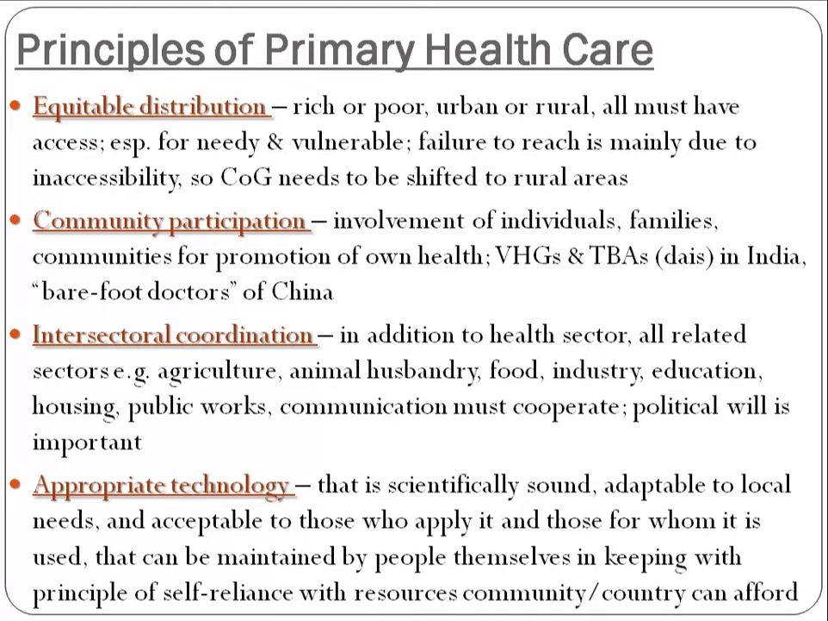So please remember ECIA: equitable distribution. The healthcare should be equally available to the rich and the poor, tall and the short, urban or rural, the needy and the vulnerable, or the people who can afford everything. Community participation should be there. There should be people picked up from the community who will help the community, like the village health guides and the DICE. I'll just tell you about them in a while. And intersectoral coordination and appropriate technology. I have explained to you in my own words.